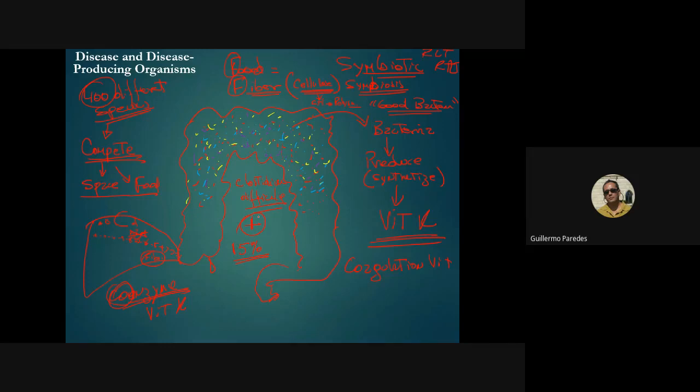This inflammation makes the intestine produce more peristalsis. More peristalsis means that you have less time to absorb water, so you have diarrhea.